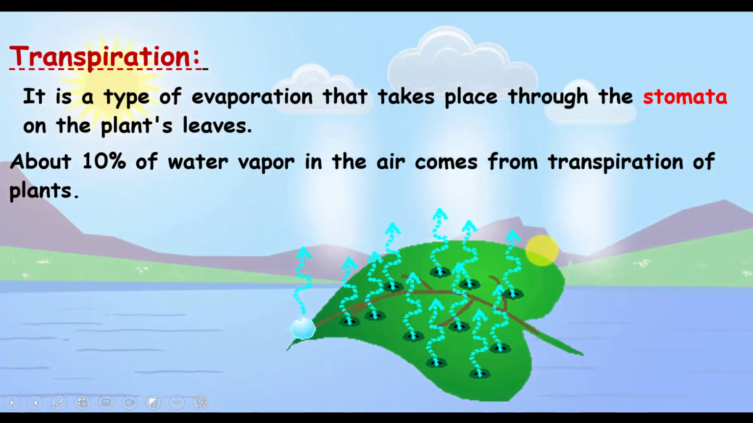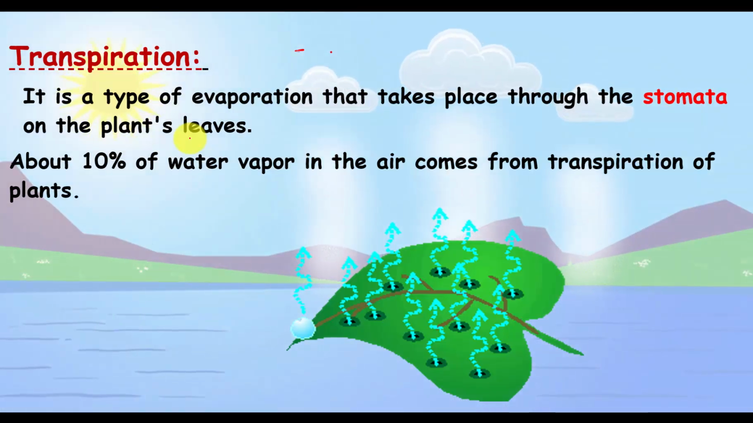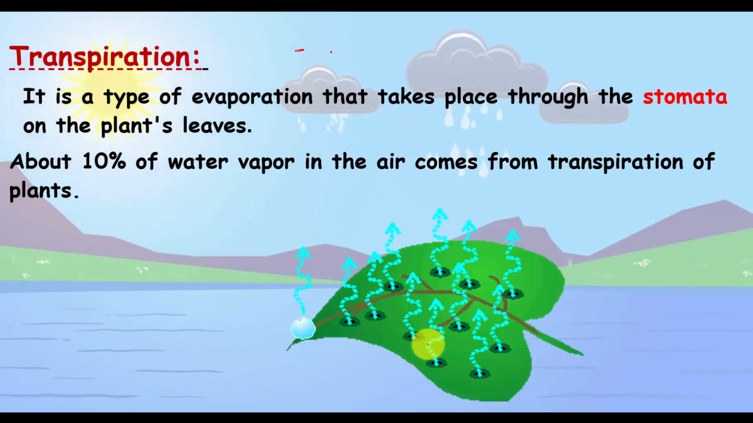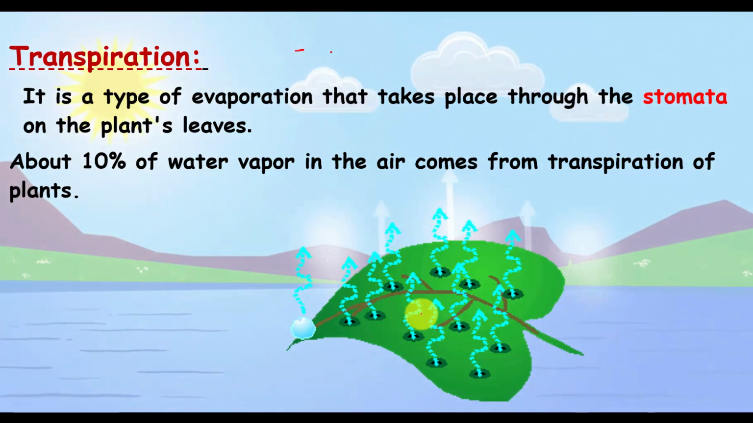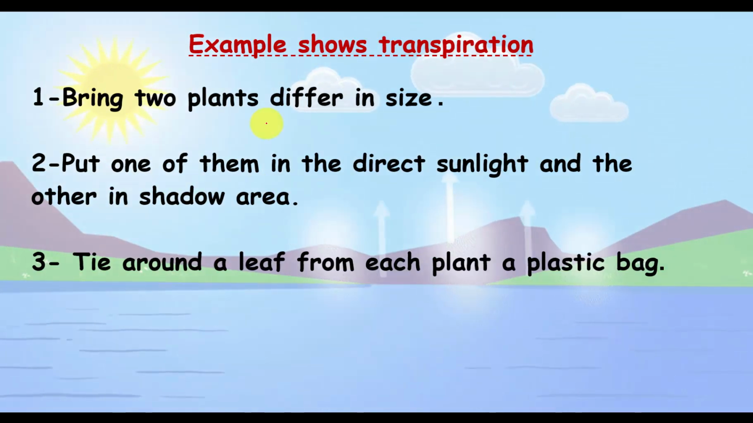Transpiration is a type of evaporation that takes place through the stomata of the plant leaves. The stomata are the holes in the plant from which the water vapor comes out of the leaf, like sweat in the human body. About 10% of water vapor in the air comes from transpiration of plants.